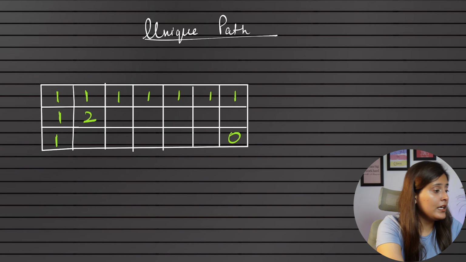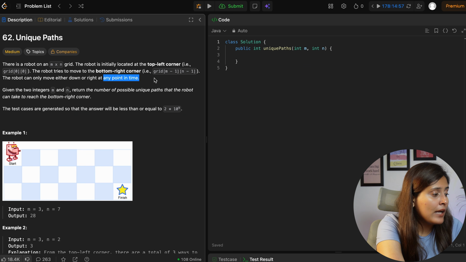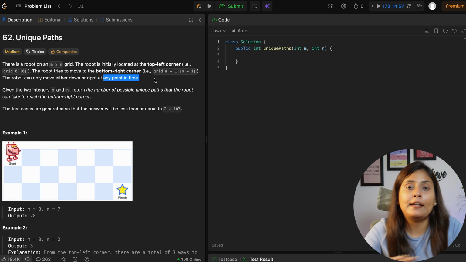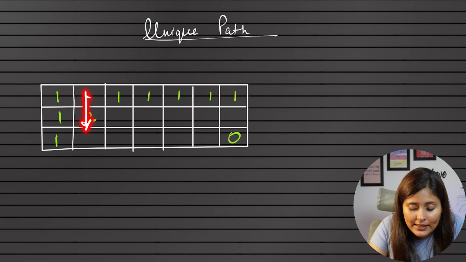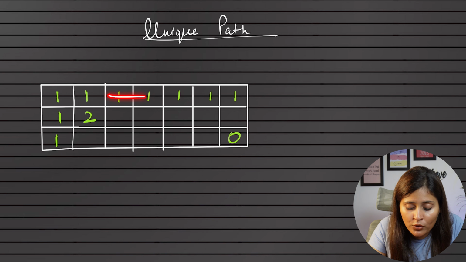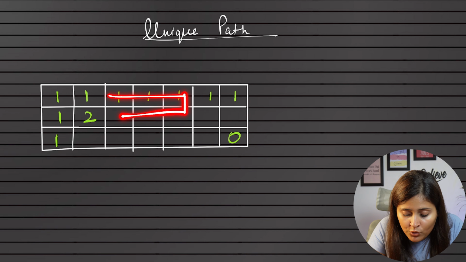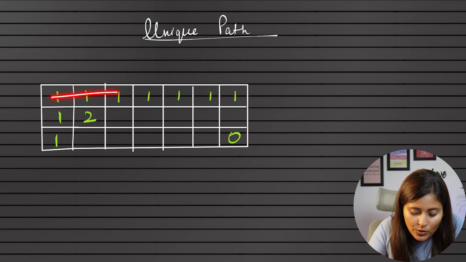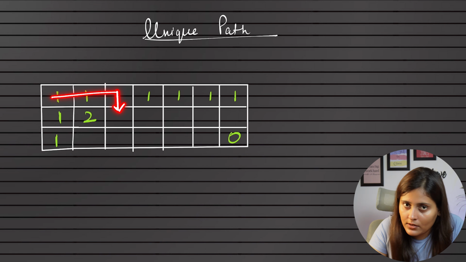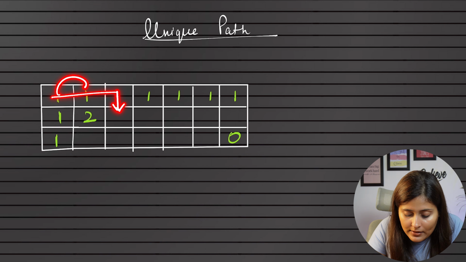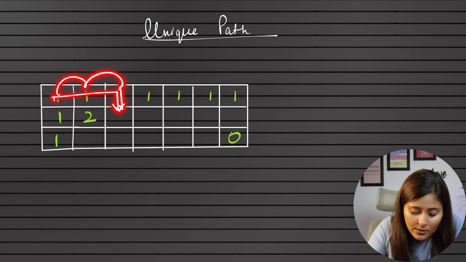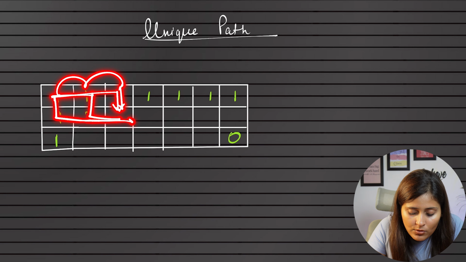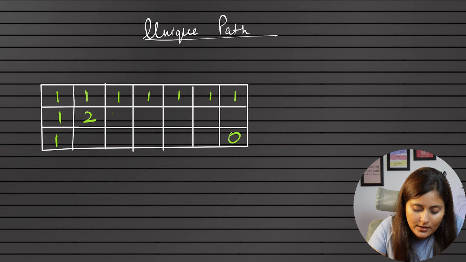Why? Because if you see here, you can only move down. As you can see, the robot can only move either down or right at any point in time. Once you have moved ahead, you cannot come down and move left. No, you cannot. This is not allowed. So by following the rule, there are only 3 paths. First path: right, right, down. Second path: down, right, right. And third path: right, down, right. So I did 3.